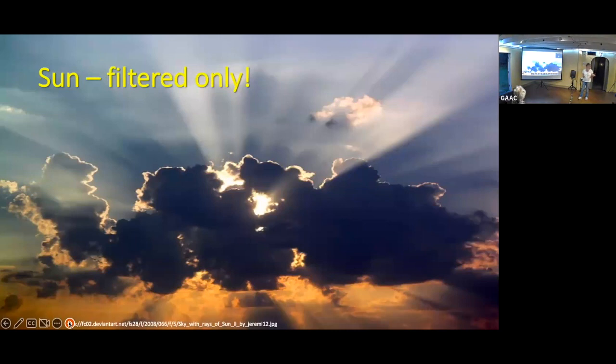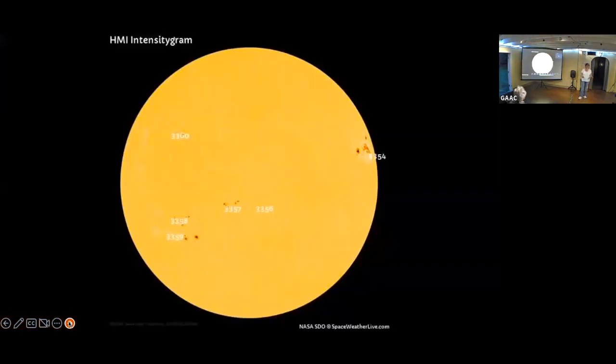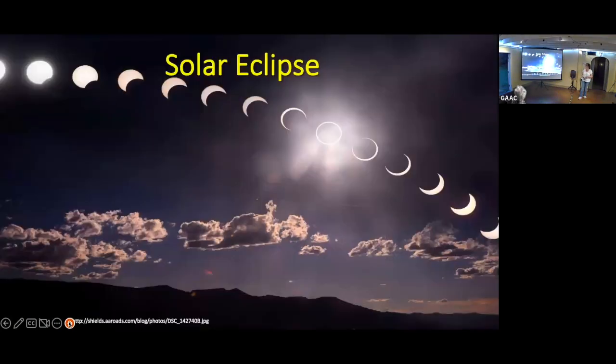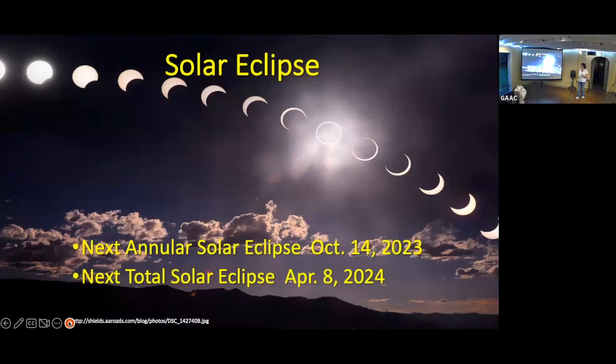You can also look at the sun. Obviously, you want to make sure you're looking through sun filters of some sort. If you have a telescope and sun filters, you can also see sunspots or solar flares. You can also see solar eclipses. The next annular solar eclipse is October 14th, 2023, which is coming up pretty quick. And the next total solar eclipse will be April 8th of next year.